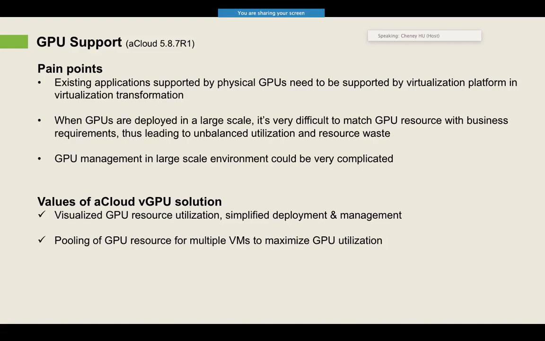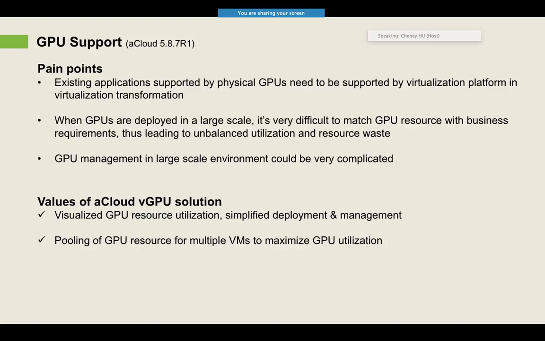With the aCloud VGPU solution, we can virtualize the GPU and provide a visualized GPU resource utilization management for customers to use. They can simplify their GPU deployment and management. Also, because the physical GPU card is virtualized by NVIDIA VGPU Manager, we can have GPU resource pooling, and we can intelligently allocate the GPU resources to the VMs in need to maximize the GPU utilization.